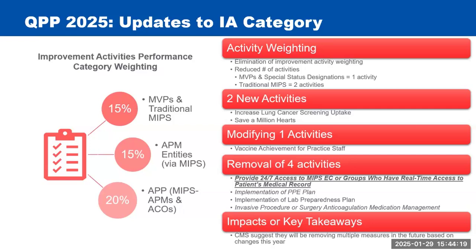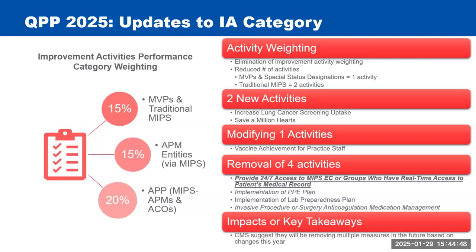Now to improvement activities. There were actually a lot of shakeups with the improvement activity performance category this year. We actually saw CMS eliminate the weighting. Previously, we had highly weighted activities that were worth 20 points and medium weighted activities that were worth 10 points. And so CMS has actually done away with that weighting and they've made it a lot more streamlined.